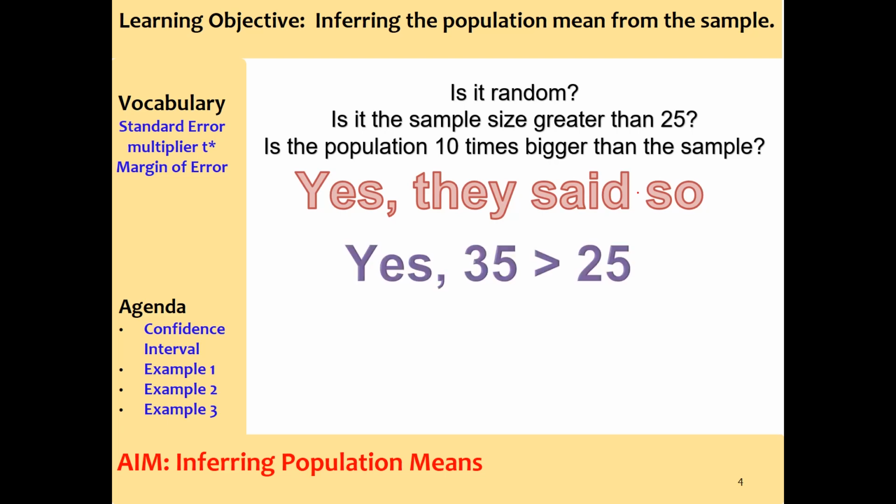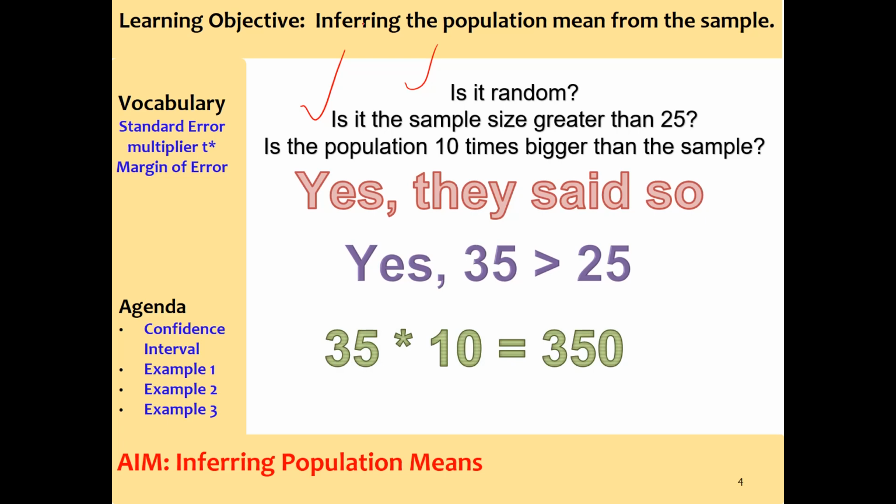35 is bigger than 25. So far we're like, check, check. And is the population 10 times bigger than the sample? Well, 35 times 10 is 350, and I'm pretty confident that in the entire United States, there are more than 350 two-year colleges. I'm wondering if in New York State there's maybe more than 350, but who knows? But in the entire United States, there's definitely more than 350 two-year colleges. So I can move on.